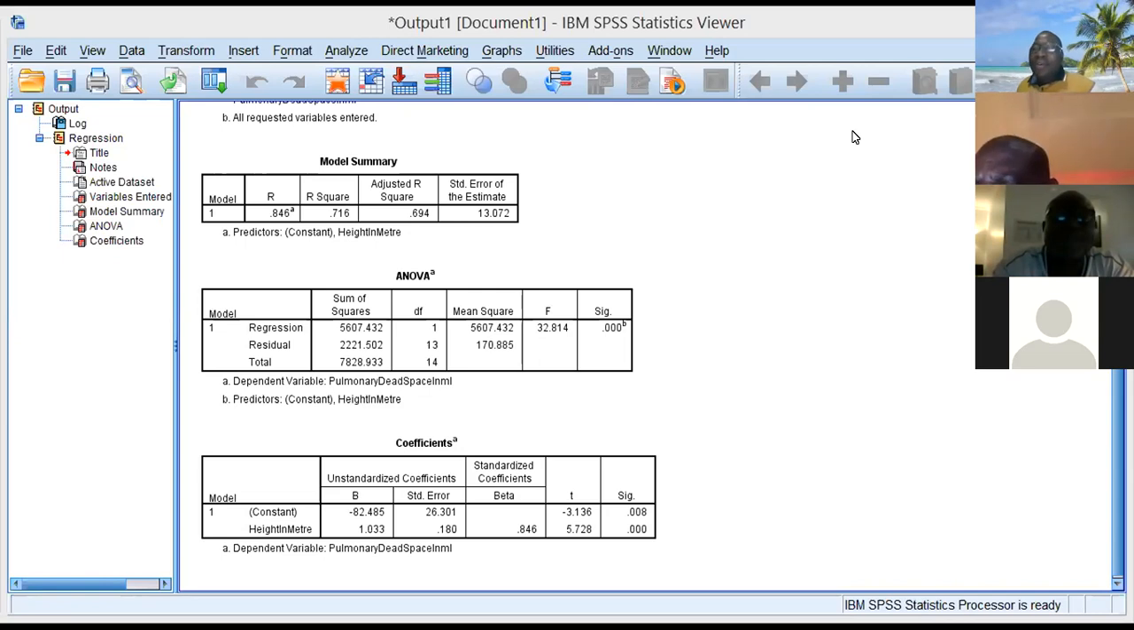Now, this is the functioning of the R square. How do you now use it? The B, the regression coefficient, is the usage. Let me give an example now.